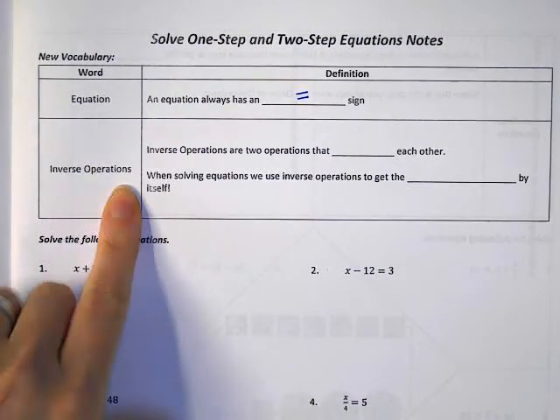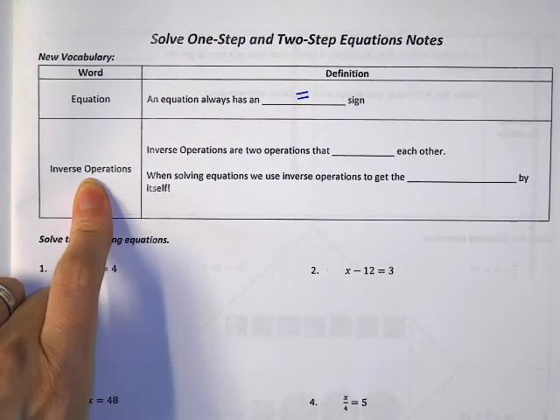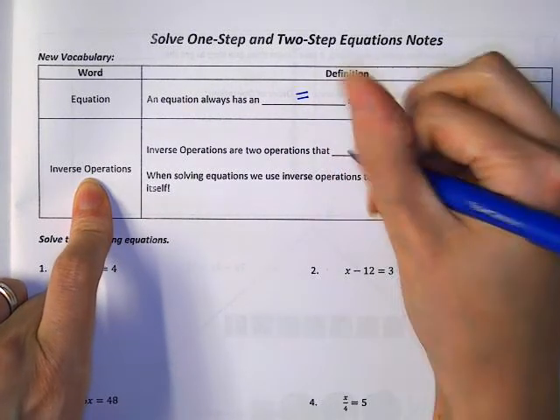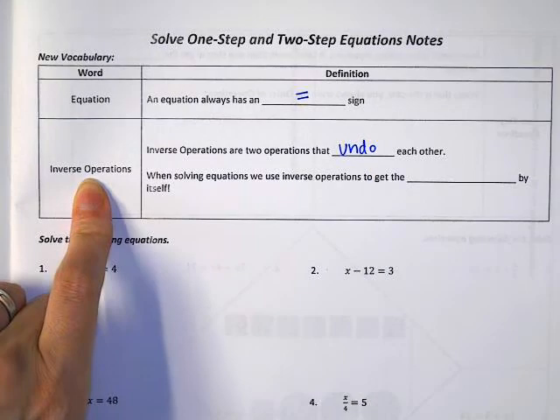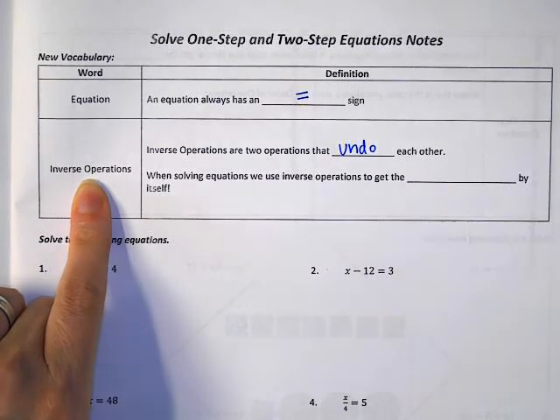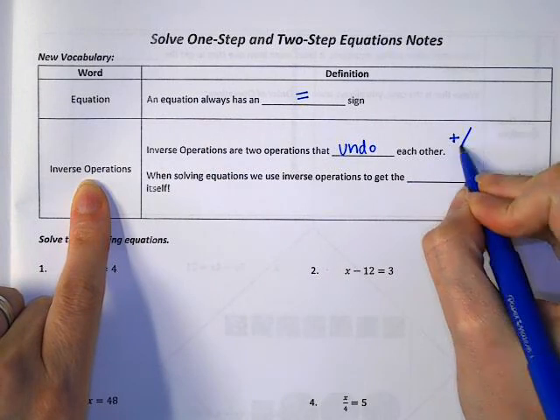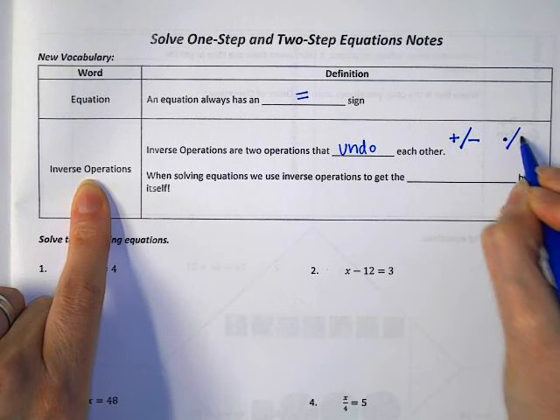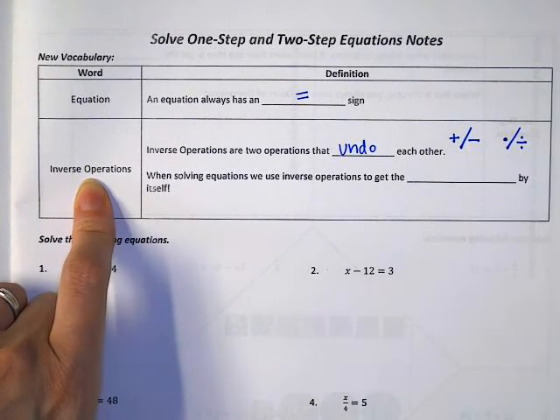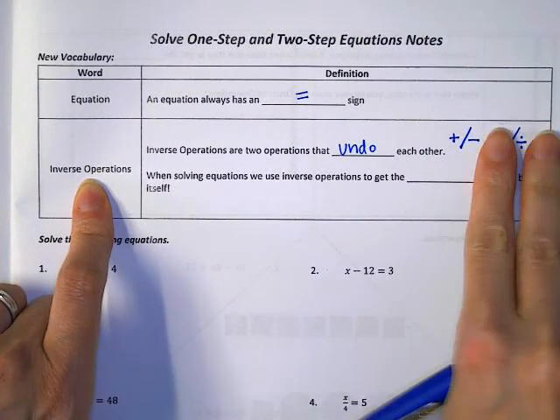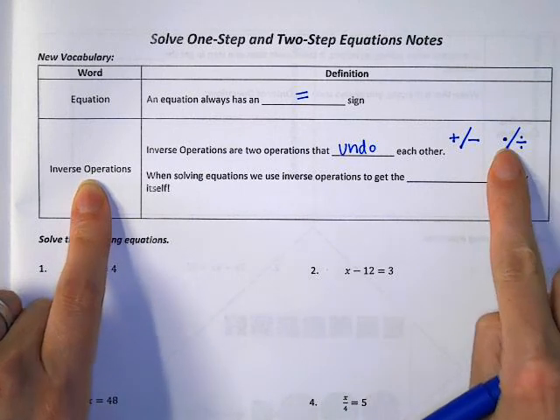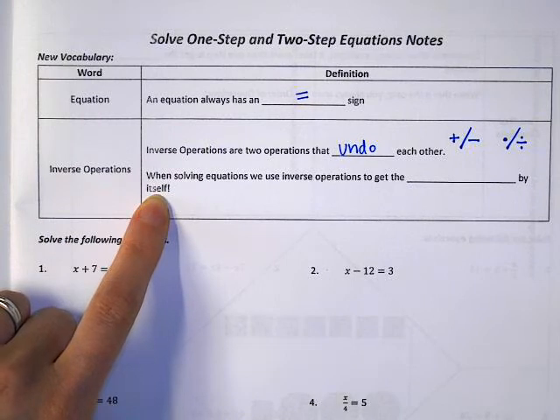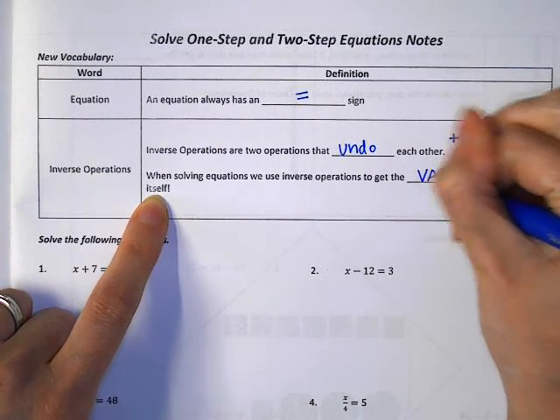And something that we use when solving equations are inverse operations. Inverse operations are two operations that undo each other. For example, to undo addition, we do subtraction. To undo multiplication, we do division. So those are called inverse operations. And the flip works too. If it's division, we do multiplication. If it's subtraction, we do addition. So when solving equations, we use inverse operations to get the variable alone.